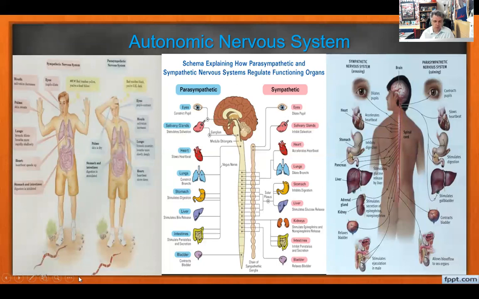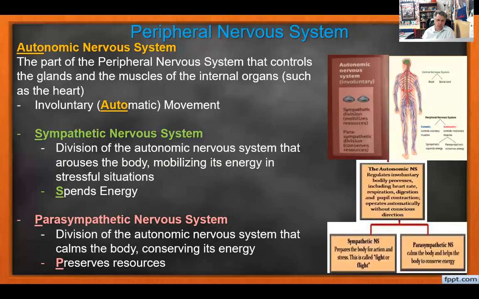Whereas if the snake goes away or I deem that snake not to be a threat, suddenly my pupils can go ahead and go back to their normal size. I'll stop sweating. My mouth can go ahead and start salivating again because my digestive system can do what it's normally supposed to do, and my lungs and my heart will beat at a normal rate because now I am preserving energy. So again, the parasympathetic nervous system preserves energy, preserves resources.